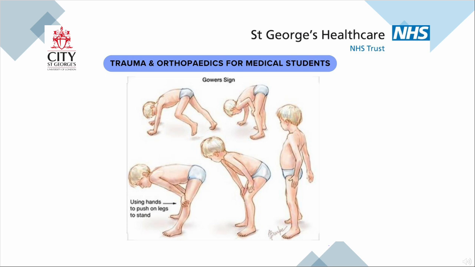One of the signs of Duchenne's is something called Gower's sign, where because of their proximal muscle weakness, they get up from a sitting position using their hands to push on their legs to get up to standing. And this is to compensate for their weak gluteals, glute max, and quadriceps weakness.